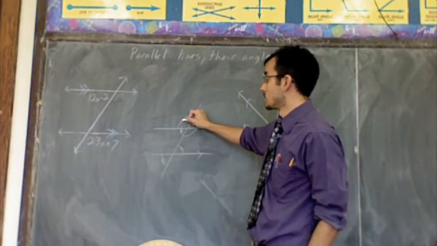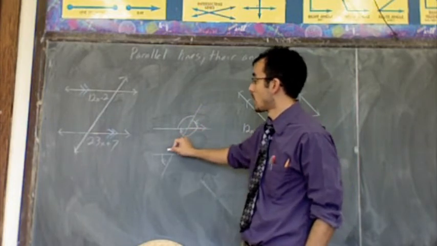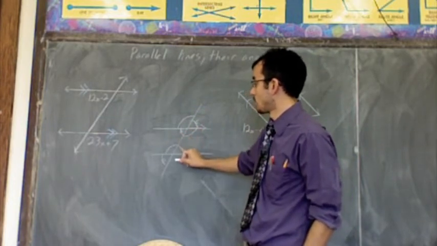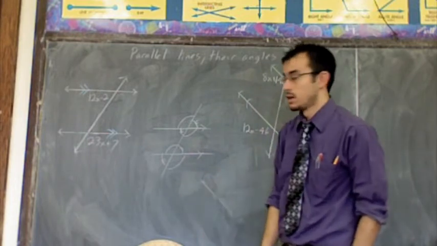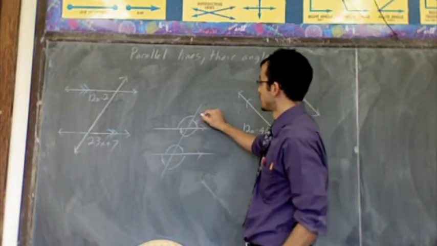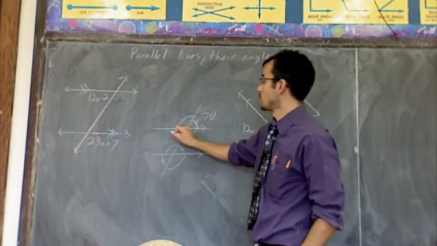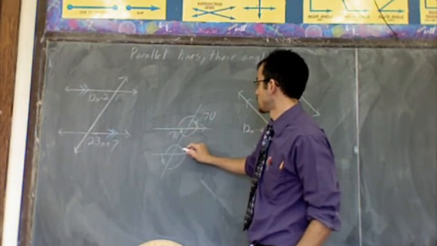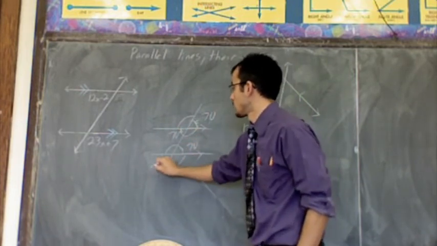Same thing here. This one goes down and across to its congruent angle, down and across to its congruent angle, down and across to its congruent angle. Okay? So automatically, if I told you this angle was 70, then you need to fill in 3 other angles. This is 70, this is 70, this is 70, and this is 70.